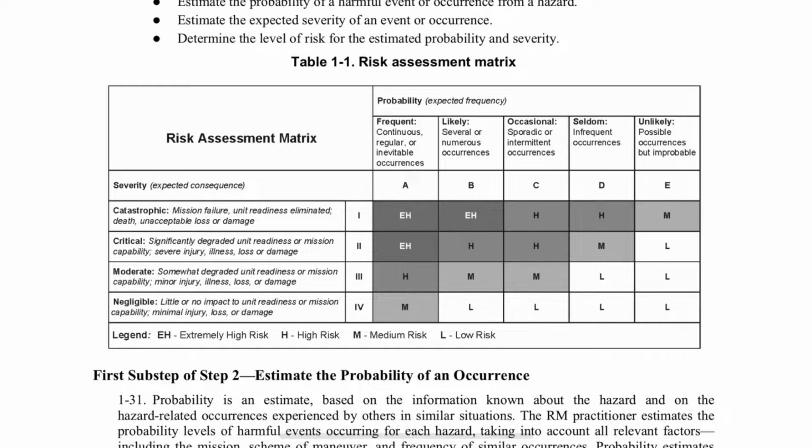So as we're looking at the probability, we have everything from frequent to unlikely. And then from our severity, from catastrophic all the way down to negligible. And where something ranks in this is going to help identify what that risk level is, from extremely high to a low risk. And what we want to try to do is mitigate things to get it down to as low of a risk as possible, and that's acceptable for that commander.